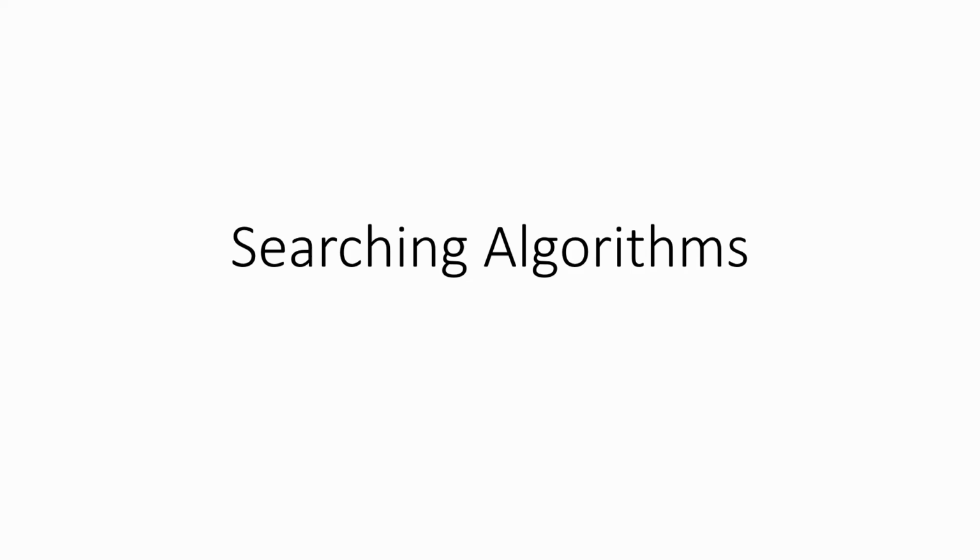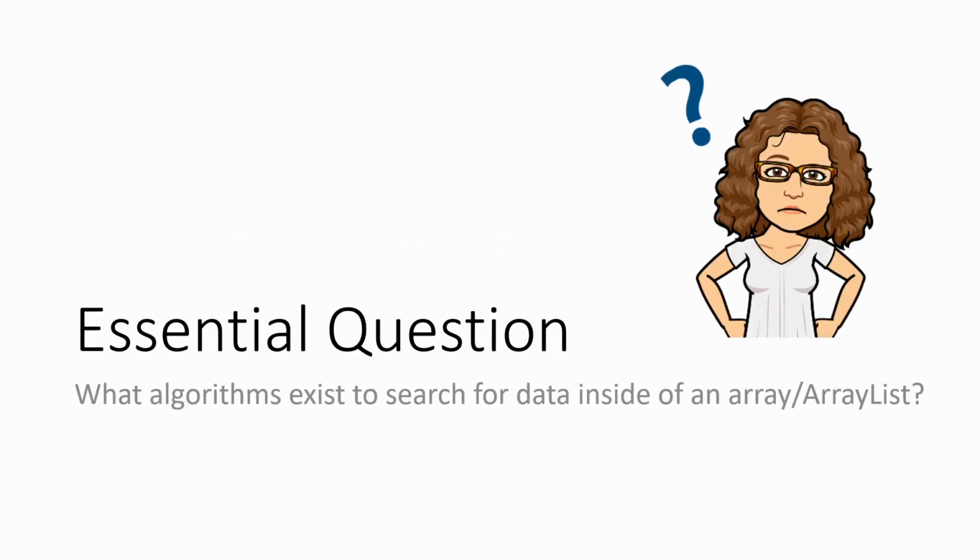So today we're going to talk about searching algorithms of an array or an array list. Examples of how you would search through. There are two different searching algorithms that we're going to be talking about today. What algorithms exist to search for data inside of an array or array list? That's our essential question today.